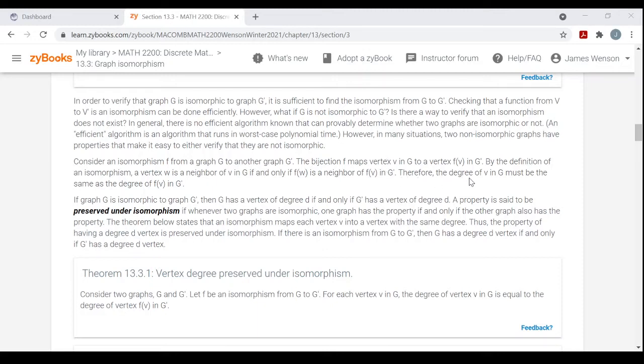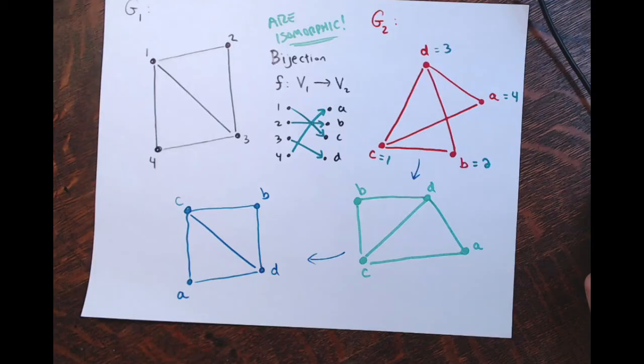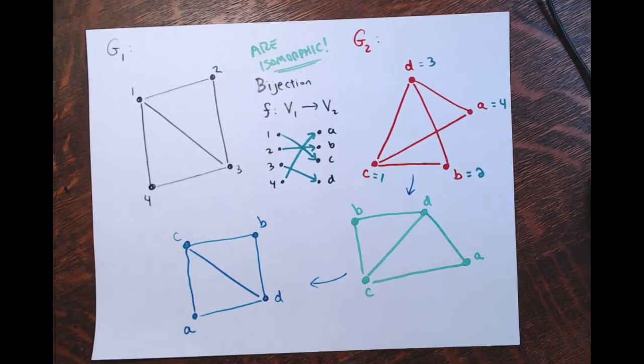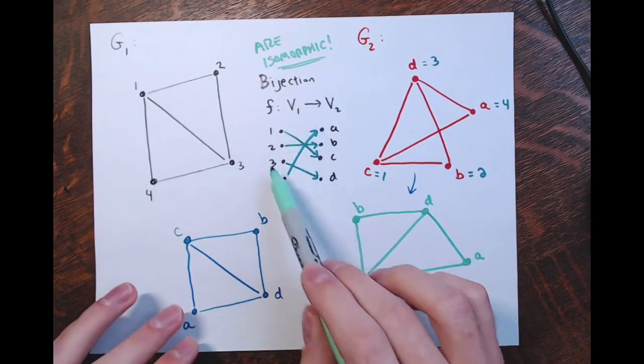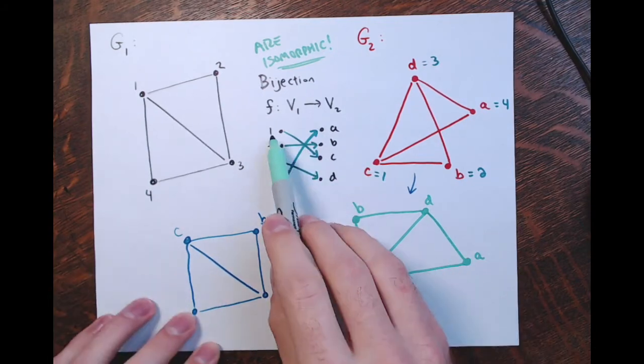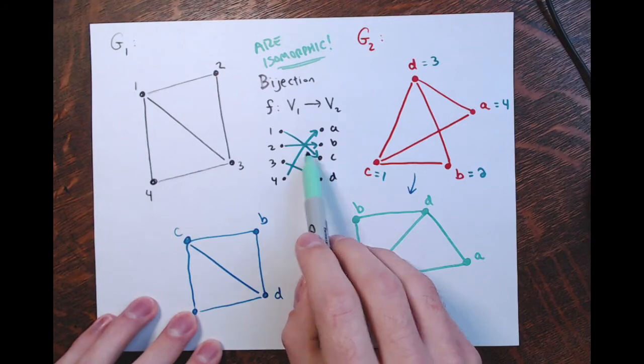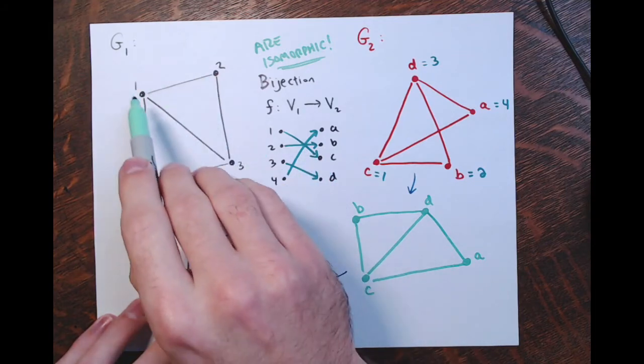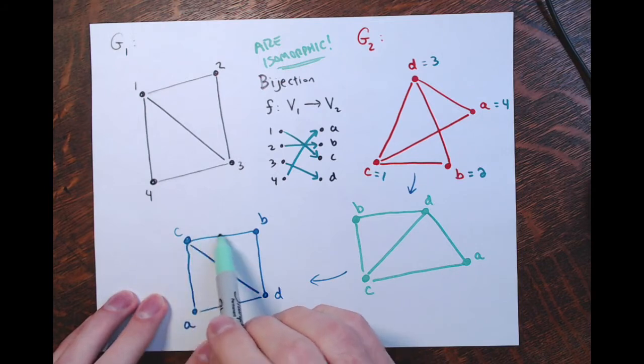Therefore, the degree of a vertex in the first graph must be the same as the degree of what you map it to in the second graph. So look at this, back on my paper here. This is my bijection that preserves all the edges. So 1 maps to C. What's the degree of 1? It's 3. What's the degree of C? It's 3.